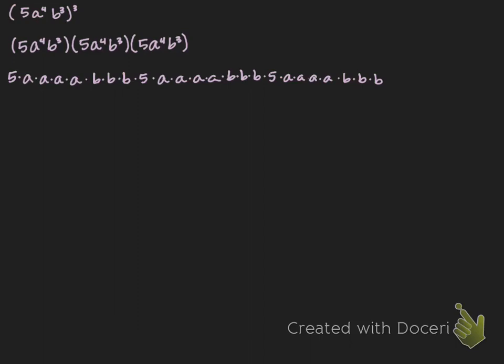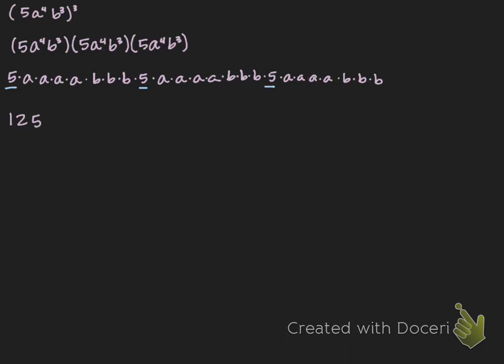Now that we have our expression fully expanded, we want to combine like bases. First I'm going to start with the numbers. We have these 5s. So we have 5 times 5, which is 25, times 5, which will give us 125.